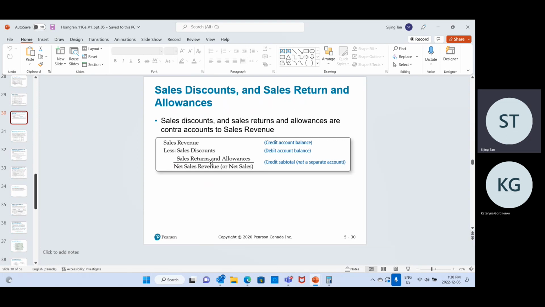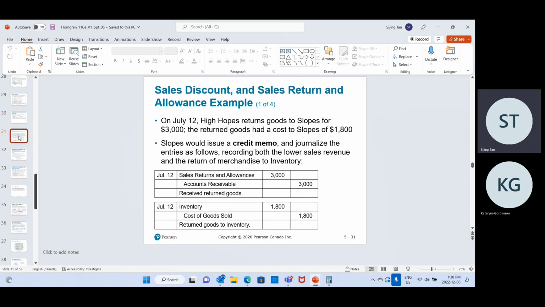This is how you calculate your net sales. We use sales revenue, deduct discounts and returns and allowances, right? We'll see examples together. On July 12th, High Hope returned goods to Snopes for $3,000. Now the returned goods have a cost to Snopes of $1,800. Now Snopes will have to issue a credit memo and then journalize the entry for this sales return.